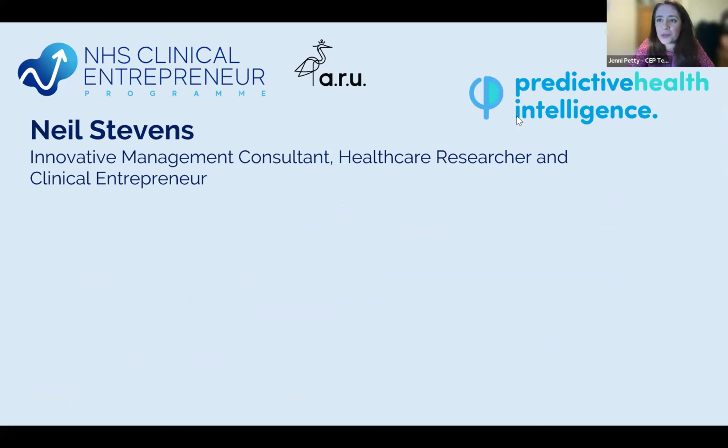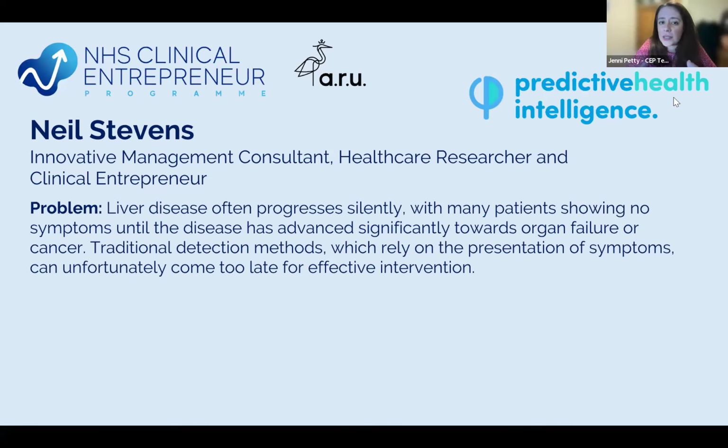And another example, sorry, I'm whizzing through these quite quickly. Neil Stevens is a clinical entrepreneur on our programme. He is an innovative management consultant and a healthcare researcher. Now, the problem that he and his team at Predictive Health Intelligence identified was that liver disease often progresses silently and patients don't necessarily show any symptoms until the disease has advanced significantly. And traditional detection methods rely on that presentation of symptoms, which often means it's too late for any effective intervention.